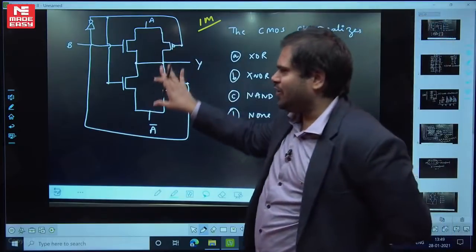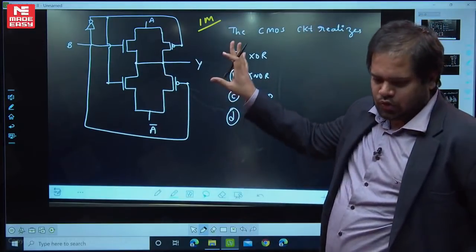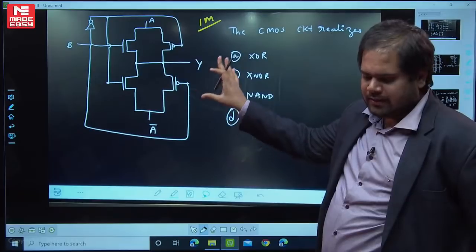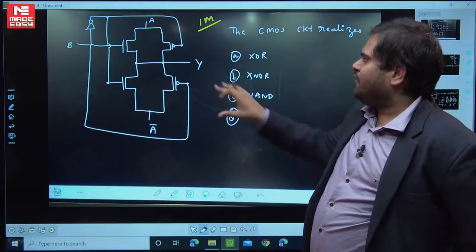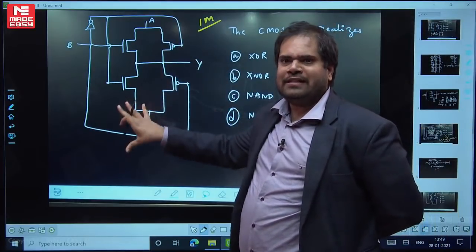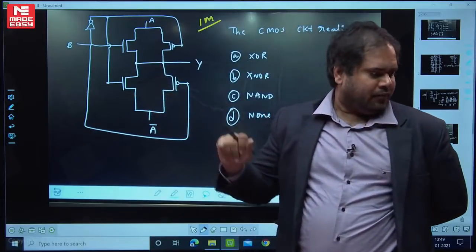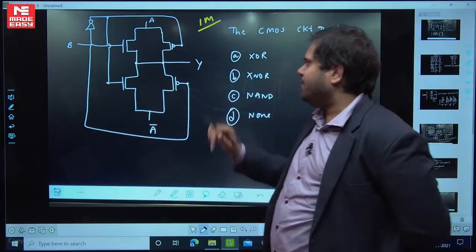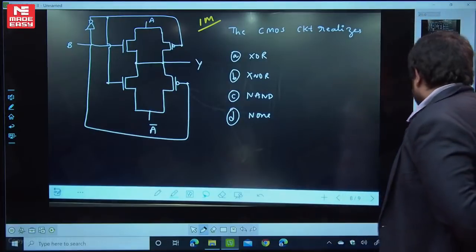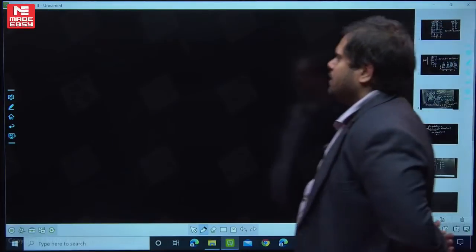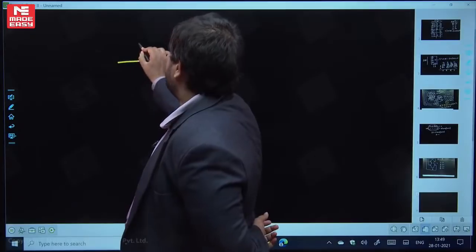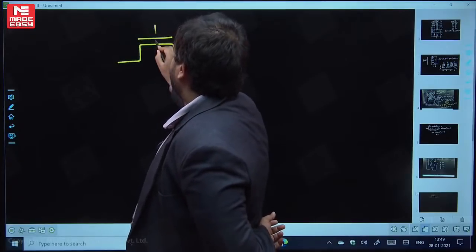We have done many questions of this model in the class. Many questions we have solved of this model in the class, but I have redrawn the circuit so that people will get confused. So let's understand this interesting question. If you remember the transmission gate, let's see its working.